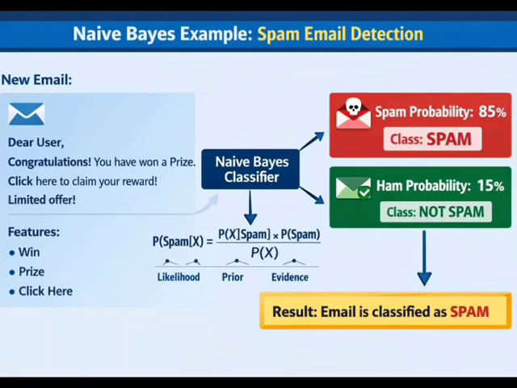It finds two values. One is the probability that the mail is spam. Another one is ham. In this example, the spam probability is 85% and the ham probability is 15%. Here, the spam probability is higher. The system finally classifies the mail as spam. So, Naive Bayes works by analyzing words and using probability to make a prediction.